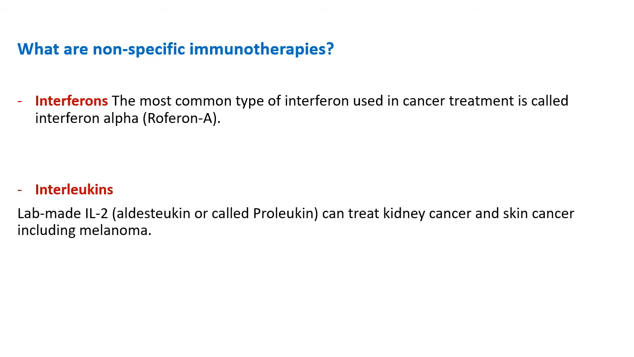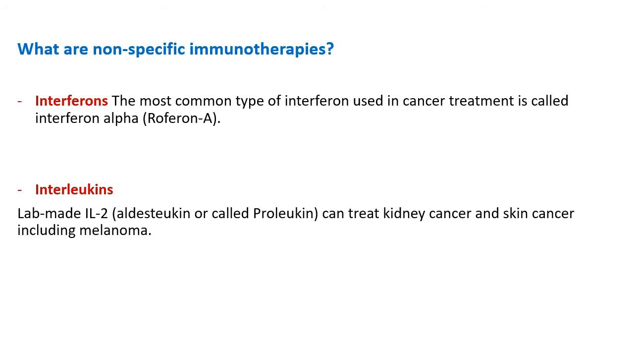In this case, we can synthesize it in the lab when we use it to fight tumor cells. The most common type of interferon used in cancer treatment is called interferon alpha, Roferon-A. The acute side effects may include flu-like symptoms, increased risk of infection, skin rash, and hair thinning. Heavy side effects may lead to pneumonia.